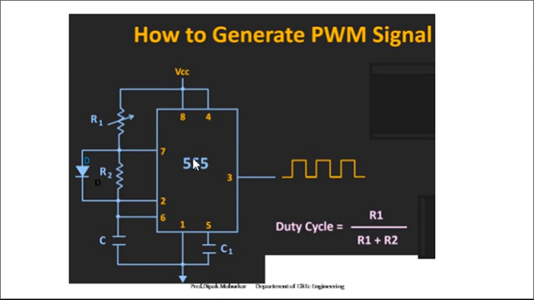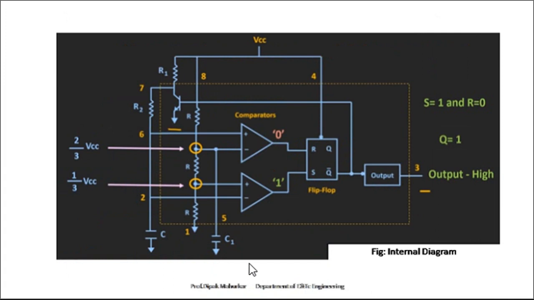How this PWM signal will be generated, we'll see inside the IC structure. These are the diagrams; we can call it the internal diagram. If you observe the diagram, there is comparator 1, comparator 2, this one is your flip-flop, and this is your NPN transistor, right? Now what happens?